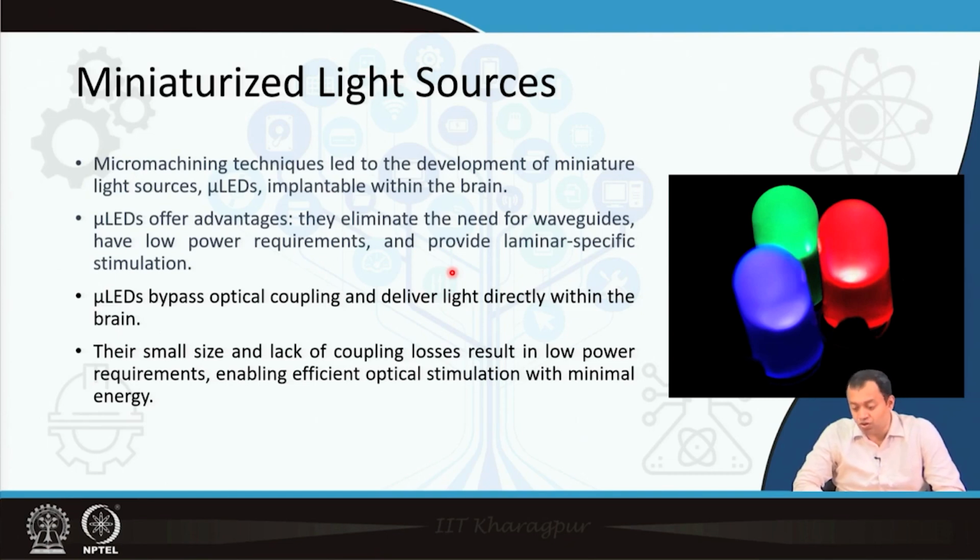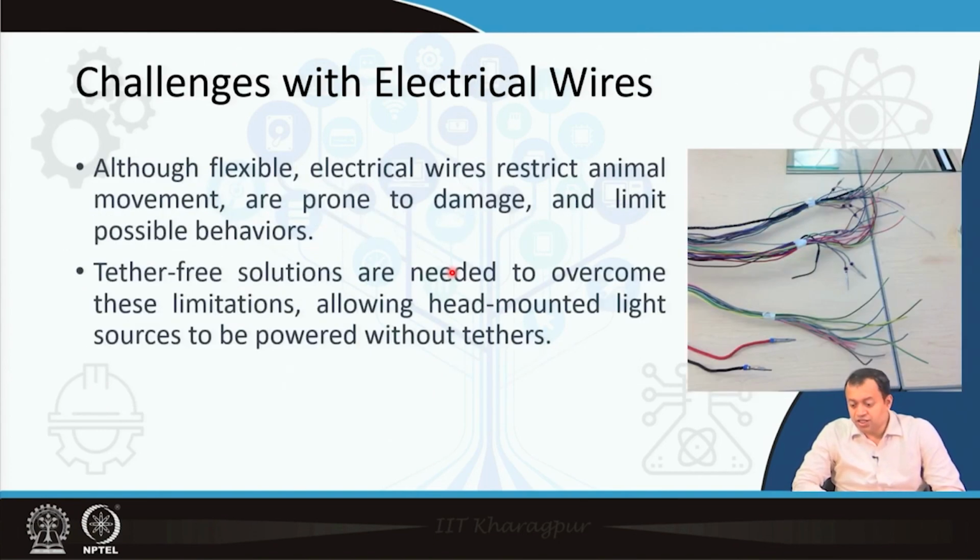biggest problem is cytotoxicity. It is one thing to put a new nanoparticle somewhere inside the brain. It is another thing to put a LED, light emitting diode with all those electrical connections and whatnot inside the brain of an organism, and try to consider whatever behavior it is doing as normal, and thereby measuring normally. Challenges with electrical wires: although flexible, electrical wires restrict animal movement, are prone to damage and limit possible behaviors.